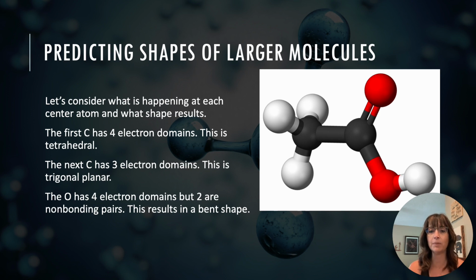Go to the next black dot, the next carbon. Well, this one only has 3 domains. It's connected to a black dot, it's connected to a red dot, it's connected to a red dot. So you have 3. 3 is going to go with trigonal planar. And then the oxygen that's connected to 2 things, well, it's connected to the black dot, it's connected to the white dot. So most kids will just jump to, 2 domains, it's linear. No. You're forgetting that oxygen in this case is going to have 2 pairs of electrons just sitting on there. So tetrahedral is going to become bent.